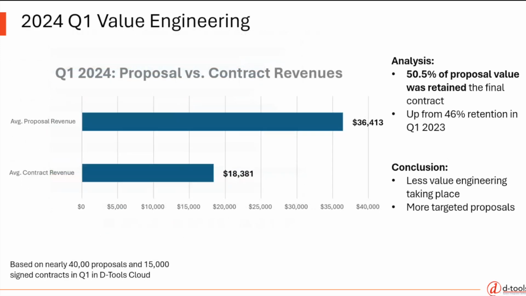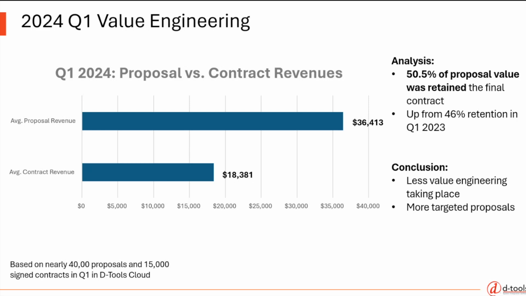All right, so now here's those two combined. I've got the proposal number on the top bar, the average proposal, and then the average contract. So 36,000 was the proposal, as I showed a couple slides ago. 18,381 was the final contract. Here's the good news. That was 50.5% of the proposal value retained, which was up from Q1 of last year, where it was only 46%.